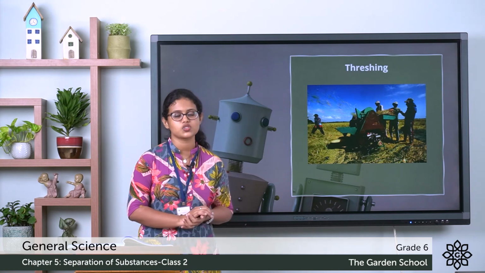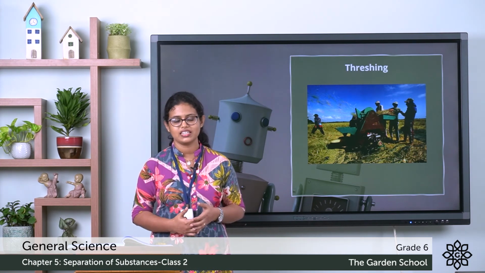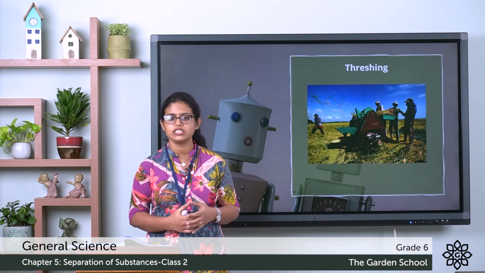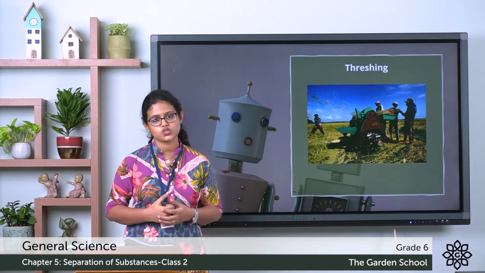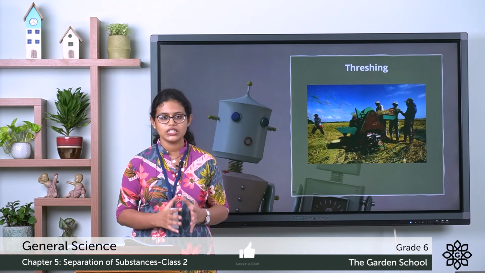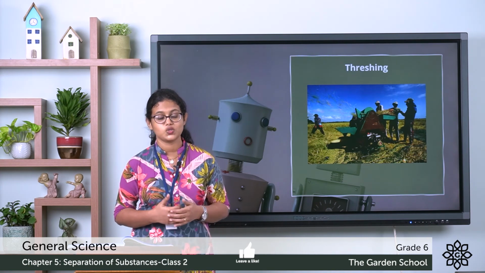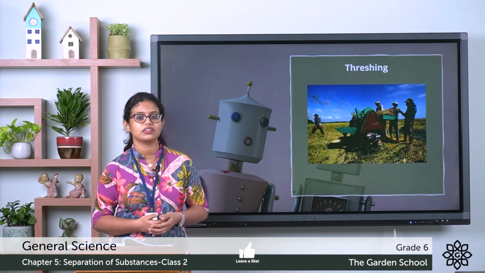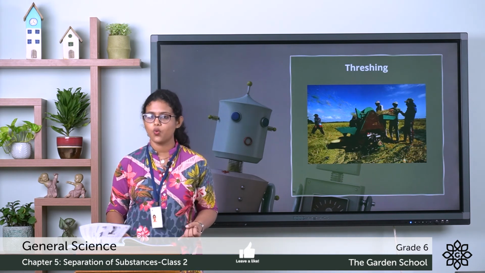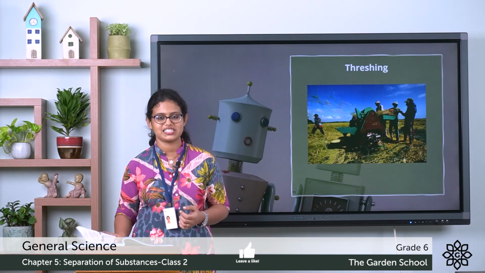And which is the last one? The last method of separation is threshing. It is a process of separating grains from the stalks. So these are the different methods of separation. Why do we separate things? We separate things in order to remove unwanted substances and to separate useful substances.